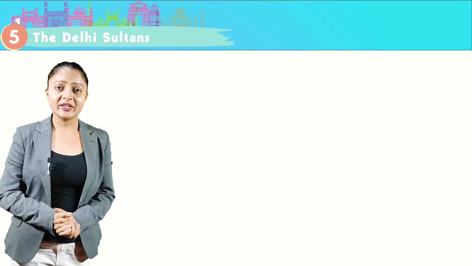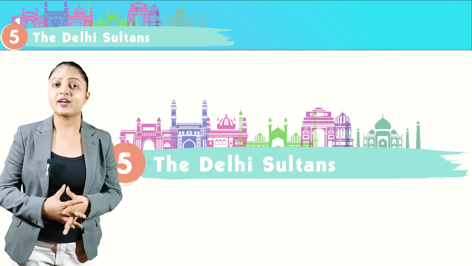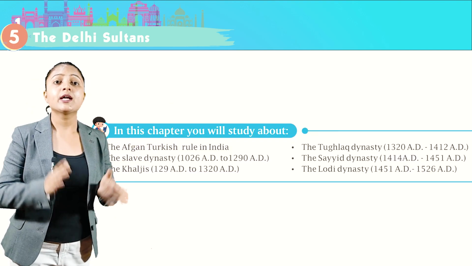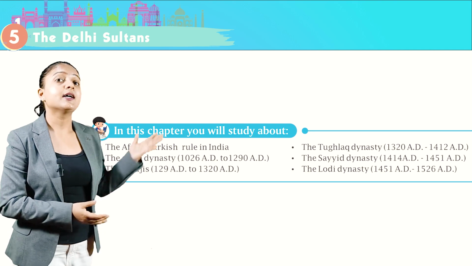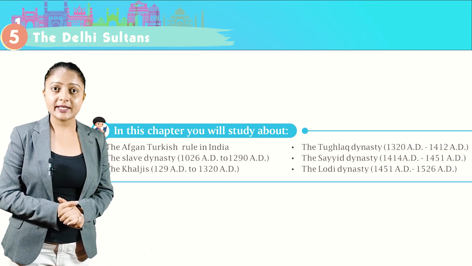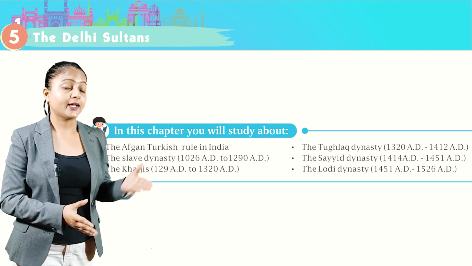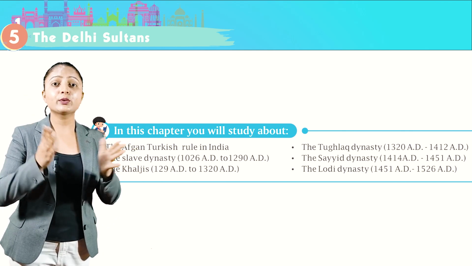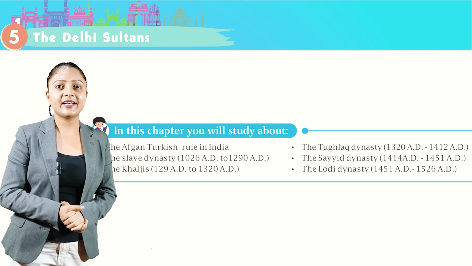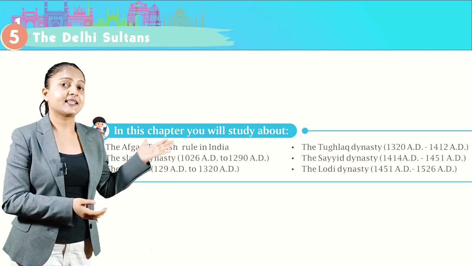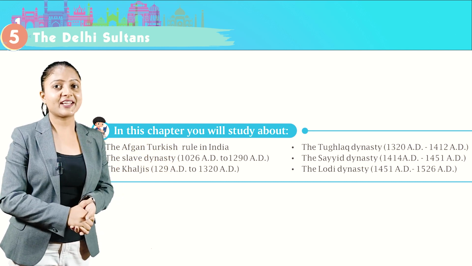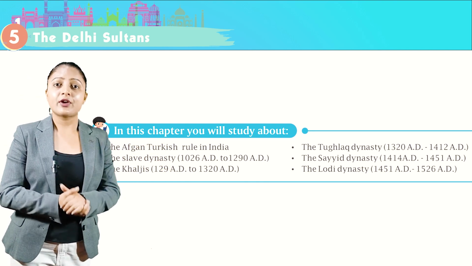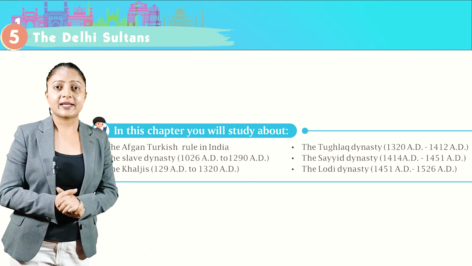Hello class. Today we are going to start chapter 5 of our history, the Delhi Sultans. In this chapter you will study about the Afghan Turkish rule in India: the Slave dynasty 1206 AD to 1290 AD, the Khiljis 1290 AD to 1320 AD, the Tughlaq dynasty 1320 AD to 1412 AD, the Sayyid dynasty 1414 AD to 1451 AD, the Lodi dynasty 1451 AD to 1526 AD.